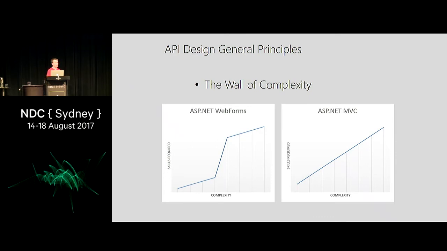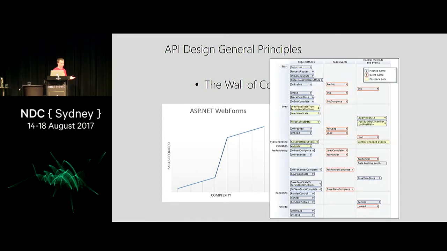If you need to worry about maybe returning JSON rather than HTML, you can learn about action results. If you want to think about authorization, now you just start putting authorization attributes on your controllers and actions. The slope of difficulty is steadily increasing. There's no sudden, huge, monumental jump like there is in web forms.